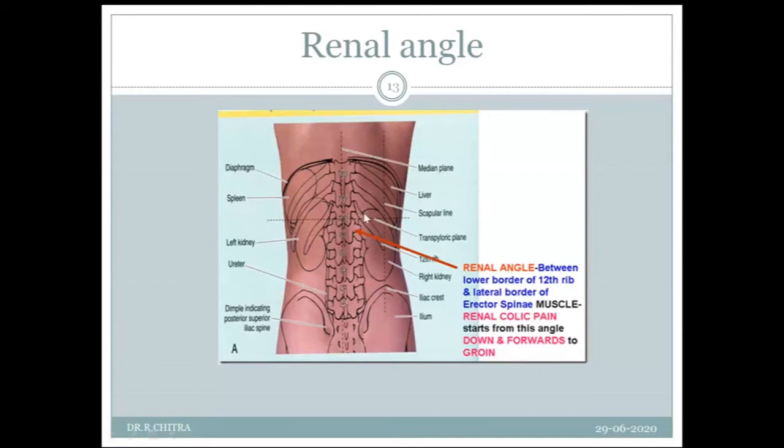Otherwise, here it is related to the costodiaphragmatic recess of the pleura, so we will damage the pleural recesses. And one more thing: when we are counting this 12th rib, you should always count from the sternal angle from the front, not from behind or from the lower part. Why? Because sometimes the 12th rib may be absent. Then you will see the 11th rib and here you will land up in the false renal angle. So that in procedures we may damage this costodiaphragmatic recess. So that is the importance of this renal angle.